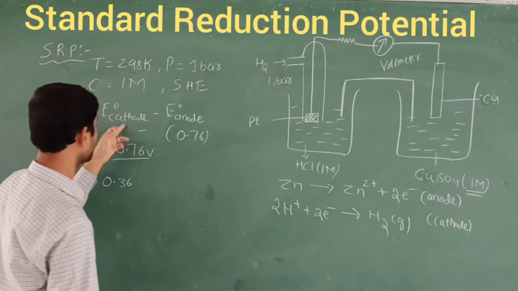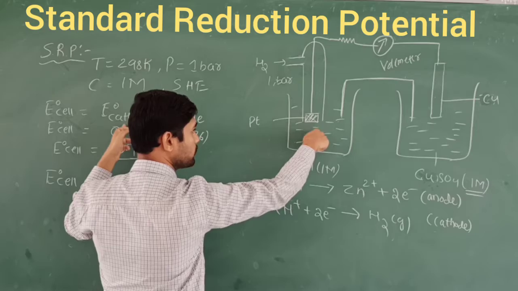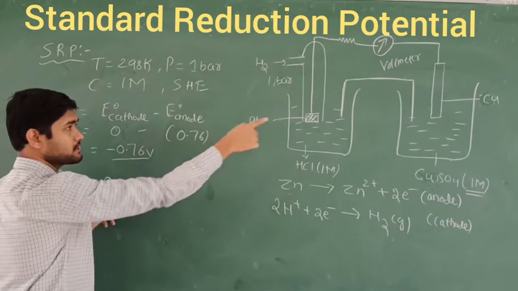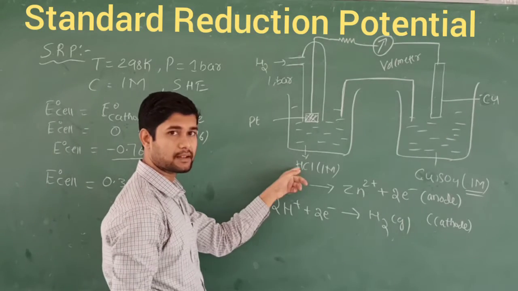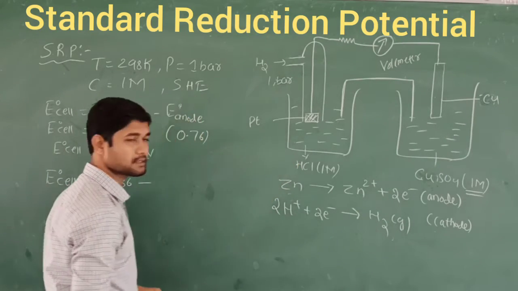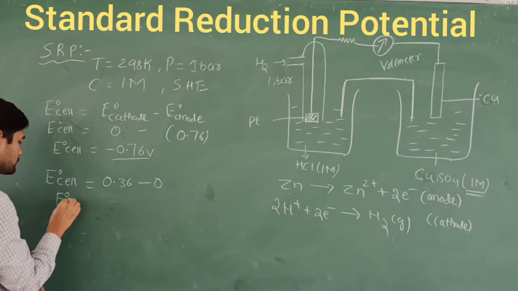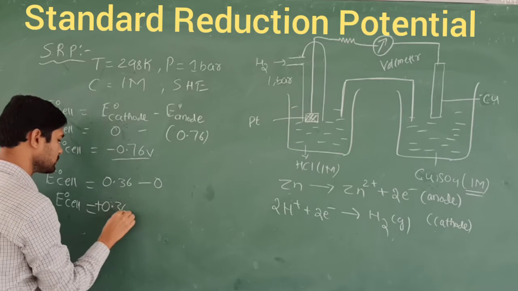So now E0 cathode means this copper is going to act as a cathode and this is going to act as an anode. So the cathode value is 0.36, that is for copper, minus E0 anode. E0 anode means the electrode potential for hydrogen, which comes to 0. That's why E0 cell for copper comes as a positive 0.36 volt.